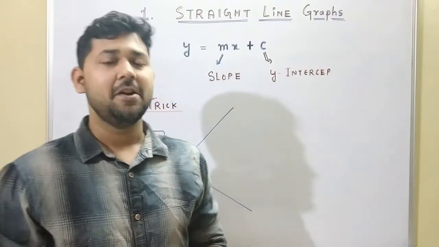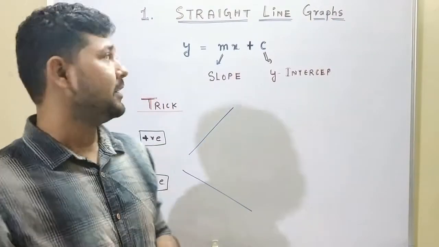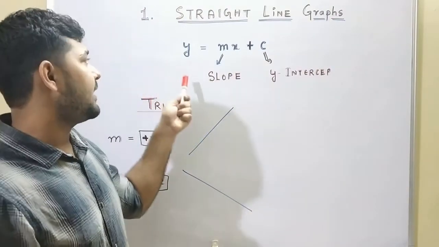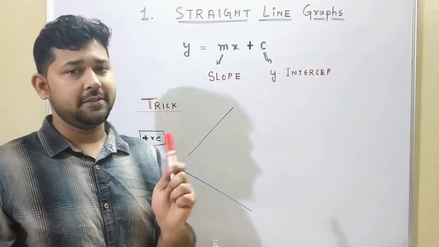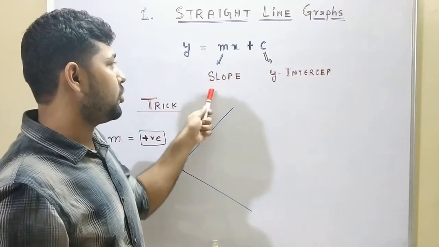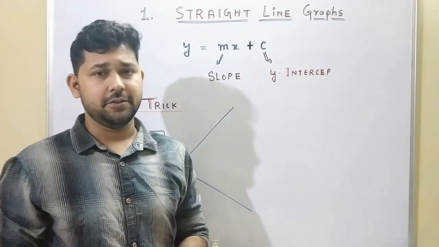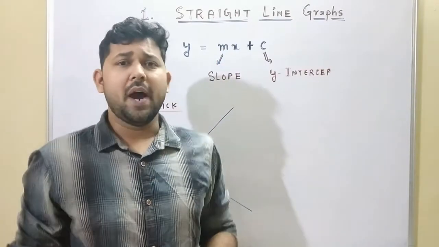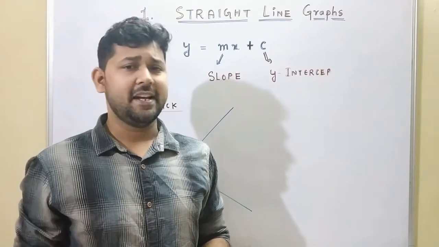First come, first serve, the straight line graphs. So we're going to talk about the straight line graphs, and y equals mx plus c is the straight line equation. y and x are the coordinates, m represents the slope and c represents the y-intercept. Right? What is the y-intercept? x equal to 0, that is called the y-intercept.